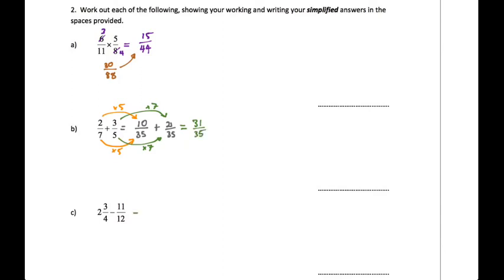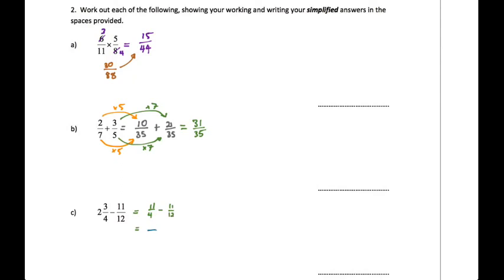In part C, I'd recommend turning it into a top-heavy fraction first. To turn it into a top-heavy fraction, you're going to have 8 quarters plus 3 quarters, because you've got 2 and 3 quarters, which is 8 quarters and 3 quarters, which is going to be 11 quarters. 11 fourths minus 11 twelfths.